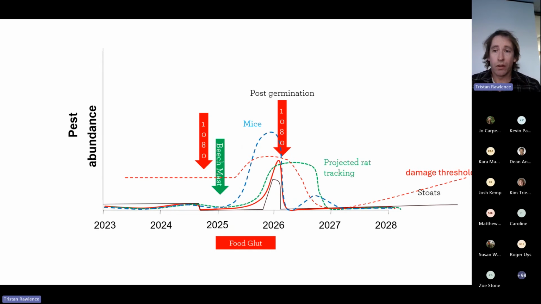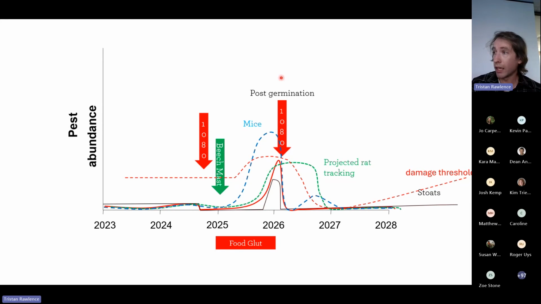So if money was not a limiting factor, we end up with, and I swear this is the most horrible complicated chart ever, a nip-it-in-the-bud operation over here. We've got the beech being available here. We've got our damage threshold through here. We've got the mice going crazy. We've got the rats recovering. We've got our projected rat tracking. And then we've still got a good breeding of stoats.